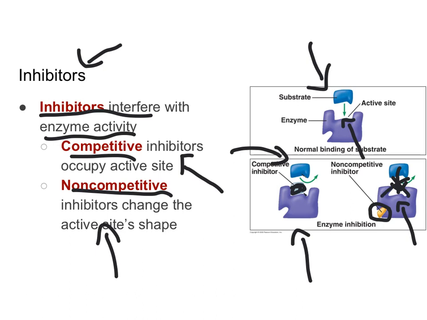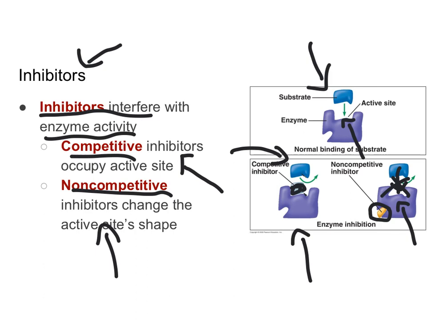Now, a lot of poisons that result in death are often examples of inhibitors. A lot of poisons act as inhibitors and bind with enzymes so that our enzymes can't do the job they're supposed to do in the body, which results in death.